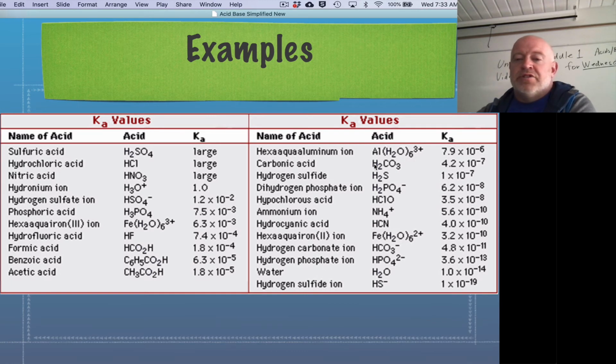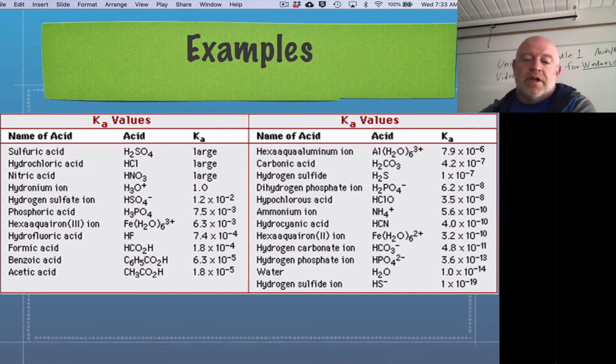Carbonic acid, H2CO3, we see that, pretty weak. And then if you go down here, the hydrogen carbonate ion, the second ionization of that is even weaker, okay? So the second and third ionizations of an acid, if they're diprotic or triprotic, are always weaker as you do that, all right?